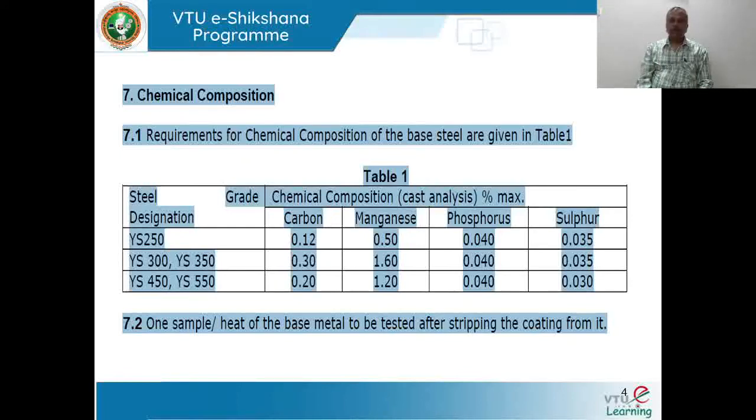So from this particular table it is clear that if you want the increased strength in steel, we need to increase the carbon content, and of course the addition of combinations of the other elements will suitably modify the mechanical properties of the steel, and sometimes there is a slight increase in the tensile strength of the material also. So that is what is being seen from this particular table.